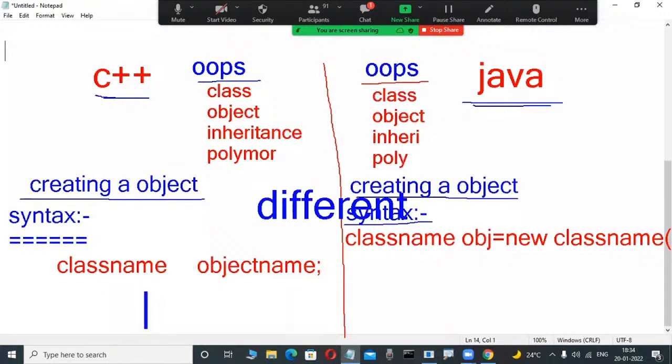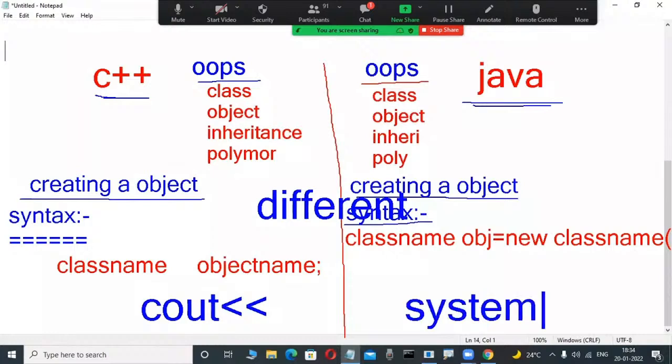Suppose in C++ I want to display output, cout is a function for streaming output. And in Java, what is the function? System.out.println. Something is there or not? Yes, that's why they are syntactically different. Functions are also totally different in these two object-oriented languages.